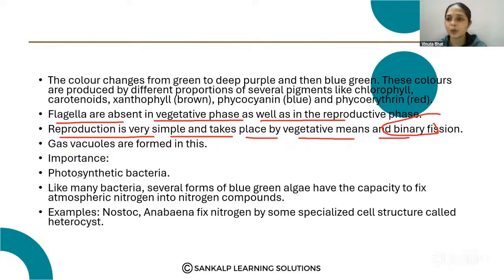And what is the importance of these bacteria? They are photosynthetic bacteria. And like many bacteria, several forms of blue-green algae have the capacity to fix atmospheric nitrogen, for example Anabaena and Nostoc. Anabaena and Nostoc fix the atmospheric nitrogen. So these are the types of cyanobacteria.